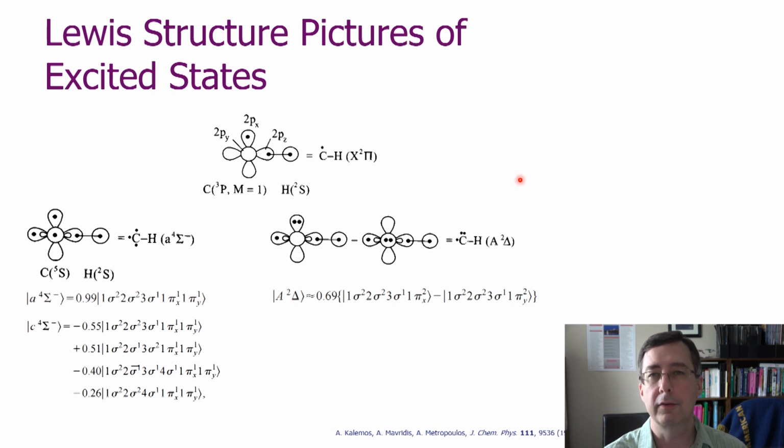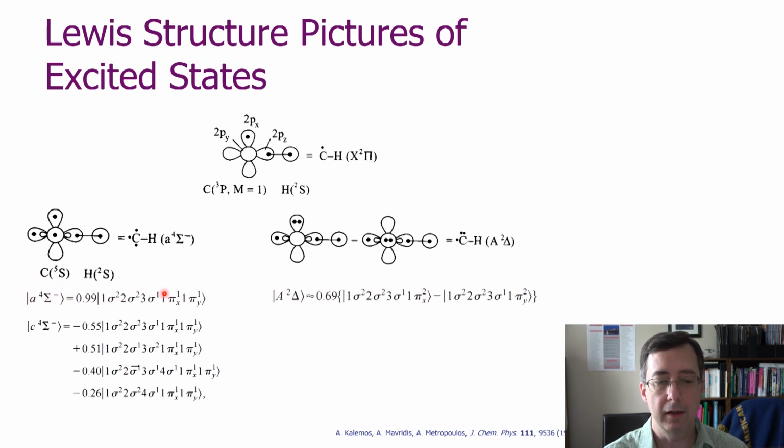Let's just talk about what these excited states look like in terms of expansion of determinants. So here's a CH molecule, CH radical. The ground state, often denoted by X, is a doublet pi state. It's a doublet because there's one unpaired electron, this radical electron. And I could generate various possible excited states from this ground state by promoting one of the electrons. And there are several possibilities. Here's one, the A quartet sigma minus state.